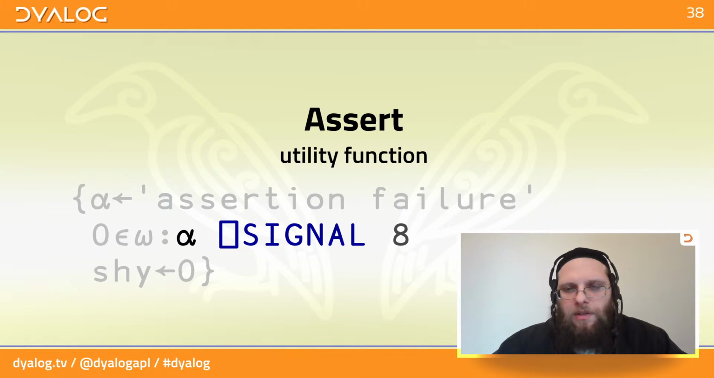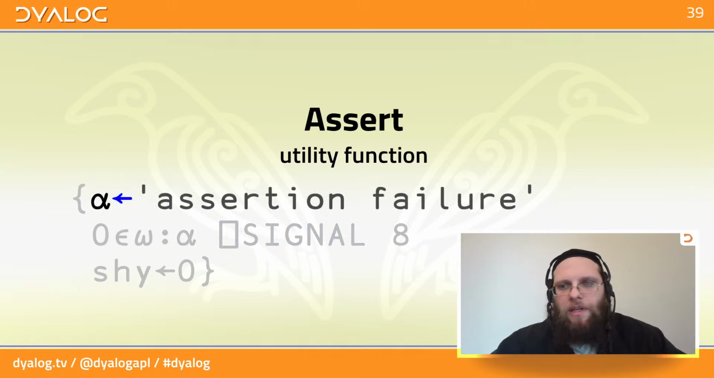And finally, at the very first line, we have alpha gets. And what this does is it sets up a default left argument. This means that you can write just assert and some conditions, and if the assertion doesn't hold, then we're going to throw an error number 8 with the error message assertion failure.